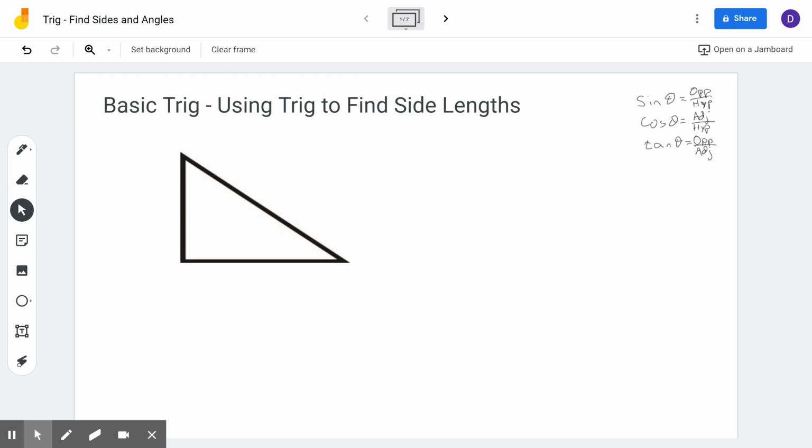Okay, this is going to be basic trig. We're going to be using trig to find side lengths. You're going to need pencil, paper, and a calculator. I want you to take notes on this, write down everything that I do, and you'll be able to back up if things go too fast.